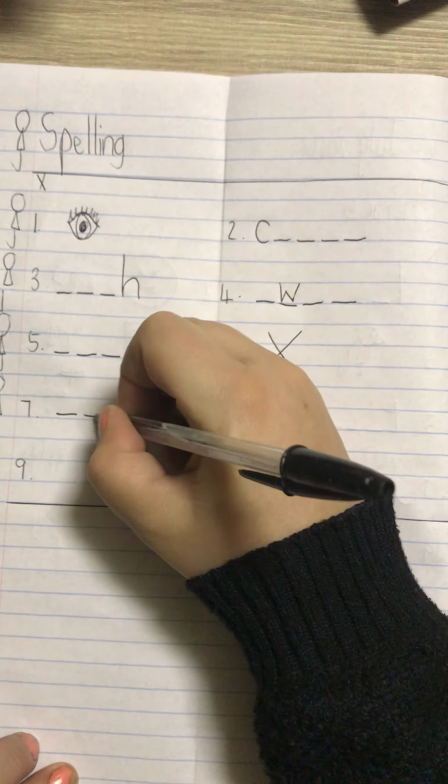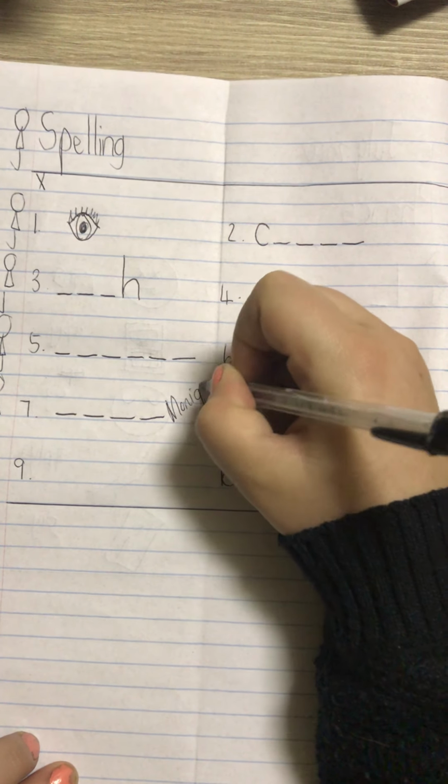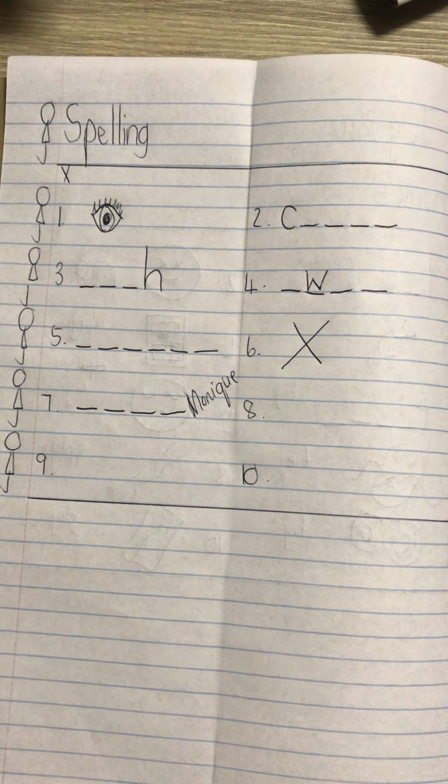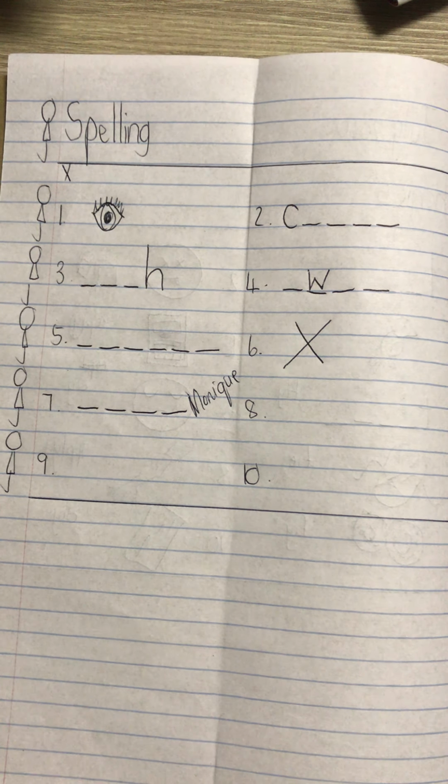Number 7. What is your name? Don't write Monique, that's just for me to show you which word it is. Name. What is your name? I want you to write the word name. You guys have seen this countless times, so I think you'll be fine with this word.